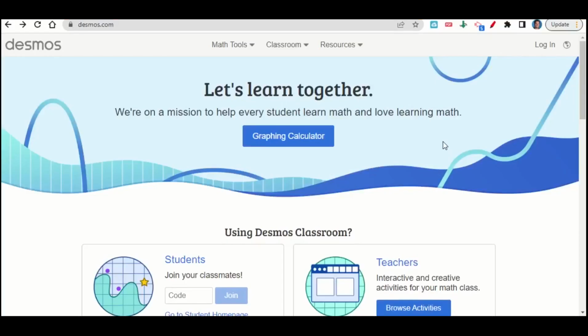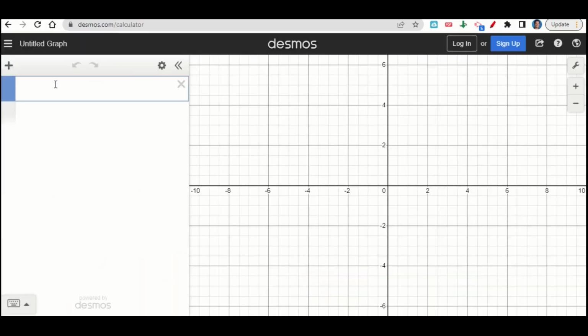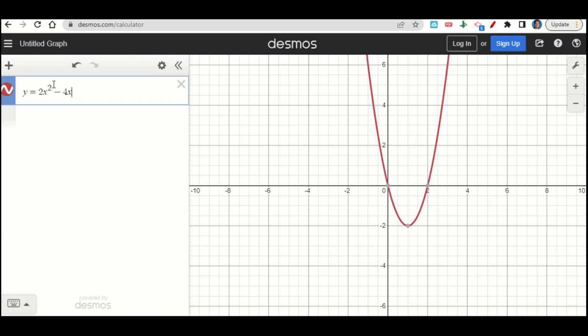Now let's take a look at how we can use Desmos to check our work when checking the location of the vertex of a quadratic. So we go to Desmos.com, and we're going to click on Graphing Calculator. Now, whether it's in standard form or vertex form, we can type it in either way to check our work. So we can type in y equals 2x squared minus 4x plus 3. And we can see the exact location of the vertex. And if we click on it, it'll tell us exactly where it is. So it's at x equals 1, y equals 1.